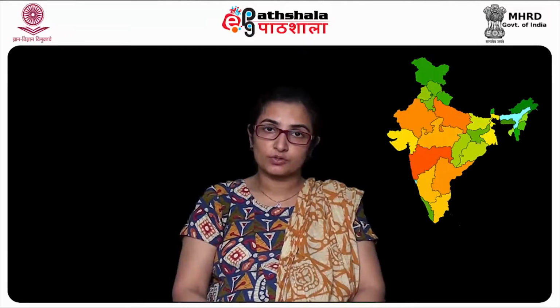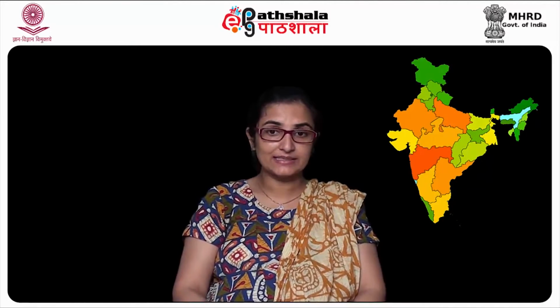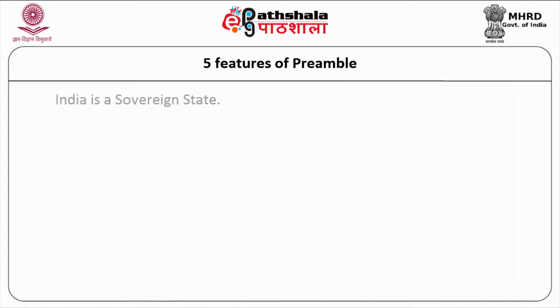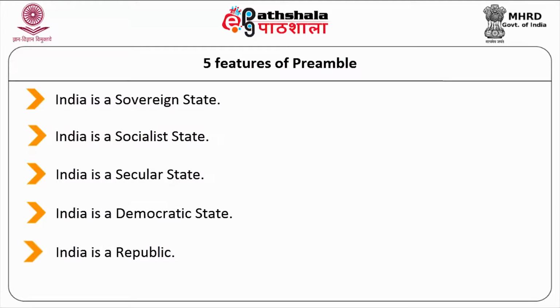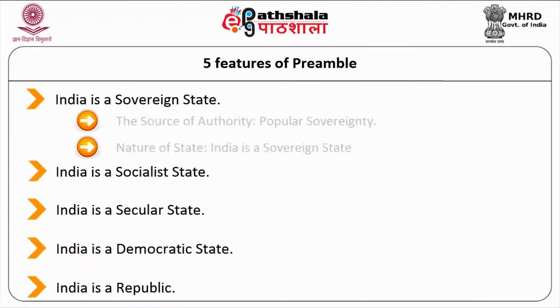The preamble of the Constitution has 5 features basically, and these features include sovereign, socialist, secular, democratic and republic. This preamble describes India as a sovereign state, secondly as a socialist state, thirdly as a secular state, fourthly as a democratic state, and finally as a republic. Now one by one we will take up these features and describe what the meanings of these terms are individually and how they matter in the whole Constitution.